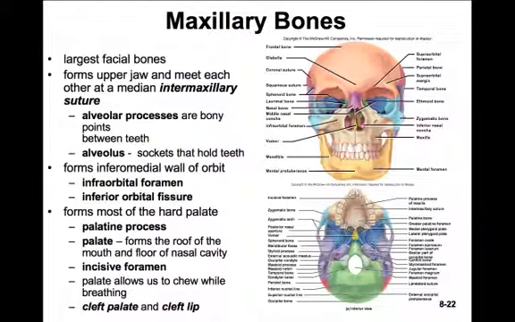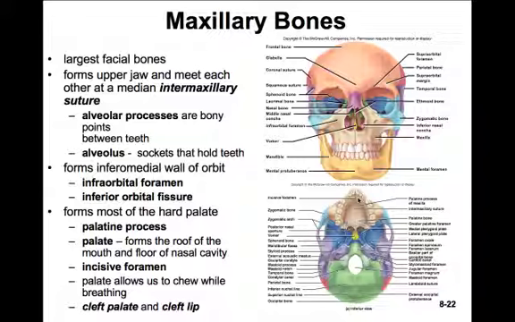The maxilla forms most of the hard palate you can see here. Behind the maxillary portion of the hard palate, we'll see the palatine bones. We'll come to those later. As the maxilla curves across the top of the mouth, we have the palatine process. The two palatine processes meet at the intermaxillary suture. Just behind the incisors, we'll see the incisive foramen.